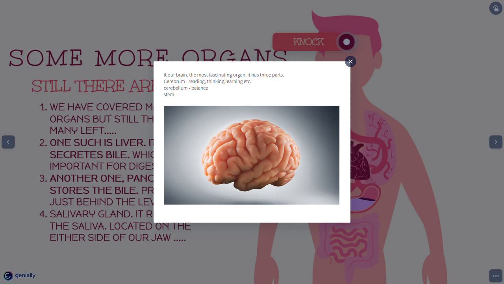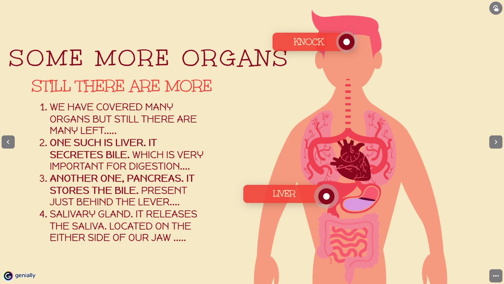Actually, you can divide me into majorly three parts. The cerebrum. It is the biggest and the front part of me. It is responsible for reading, thinking, learning, and your emotions also, okay? Sadness, anger, everything. Then, it is the cerebellum, the back part. It is responsible for our muscular balance and how we walk. And then is our stem, the brain stem. It is present over the back part. Actually, it connects me to the nervous system and the nerves.